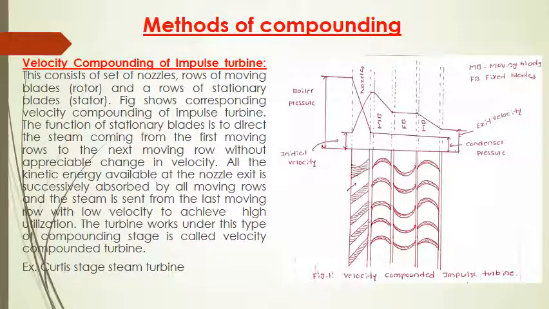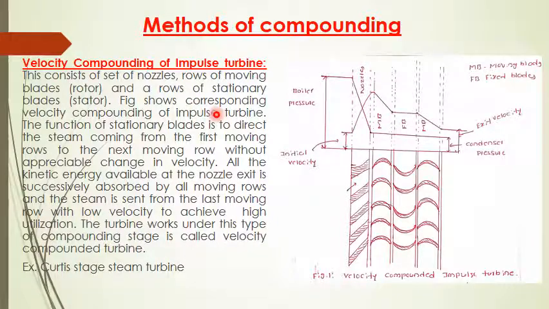Now let us discuss different methods of compounding. Among that, the first one is velocity compounding of impulse turbine. This consists of a set of nozzles and rows of moving blades. The rows of moving blades can be called the rotor, and rows of stationary blades we can call the stator. Stator means it is stationary, so rotor means which rotates.